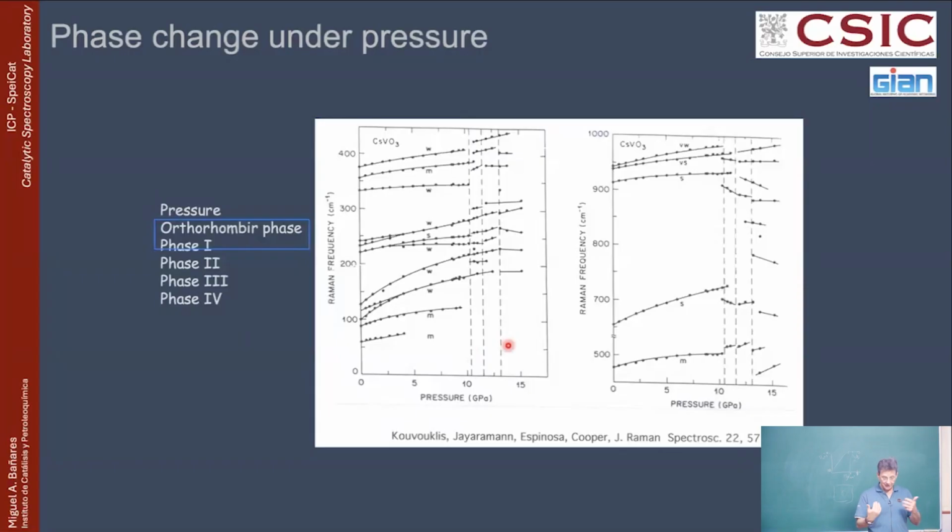Then everything becomes different. Okay, so we continue where we were. So basically that's it. I mean, you increase the pressure and you change the phases.